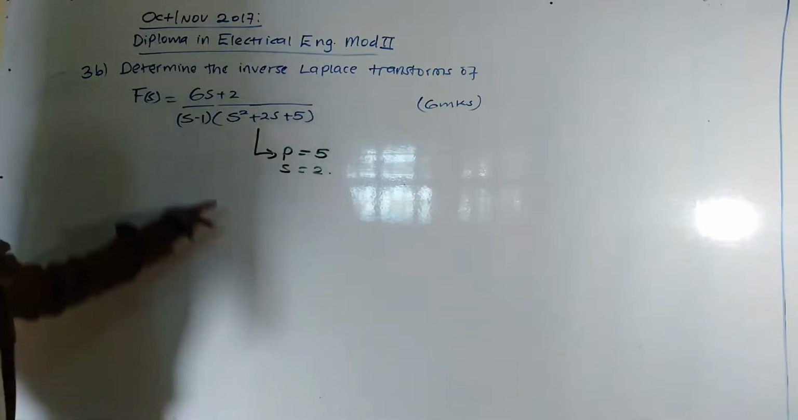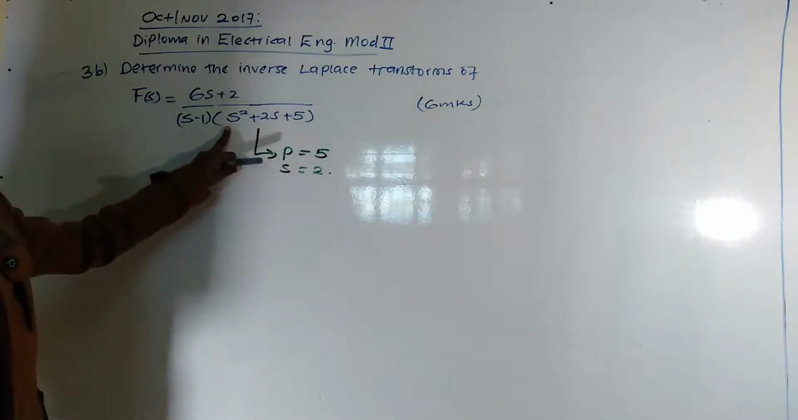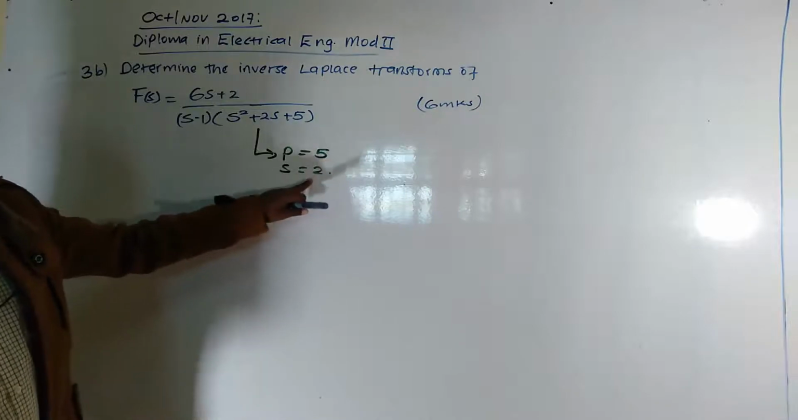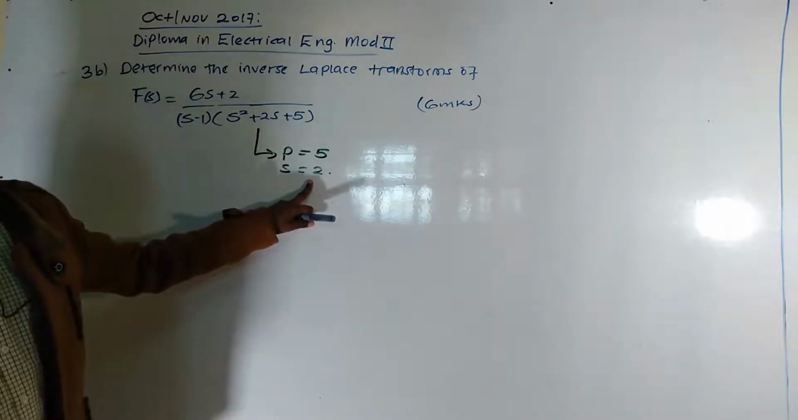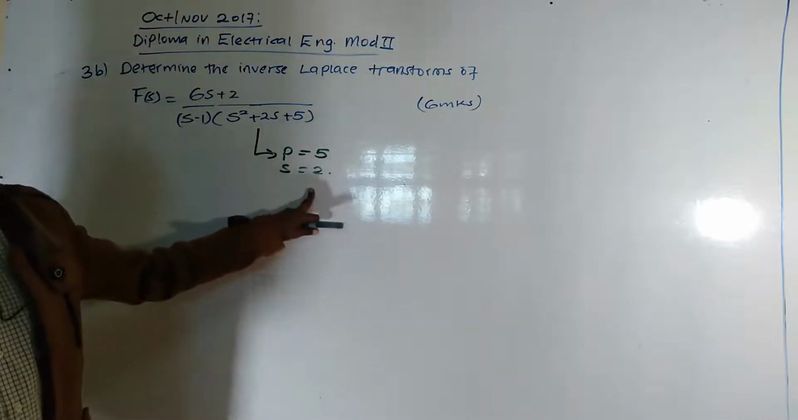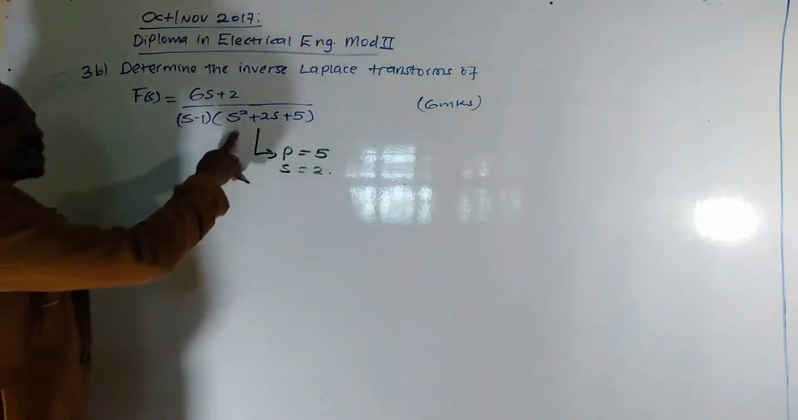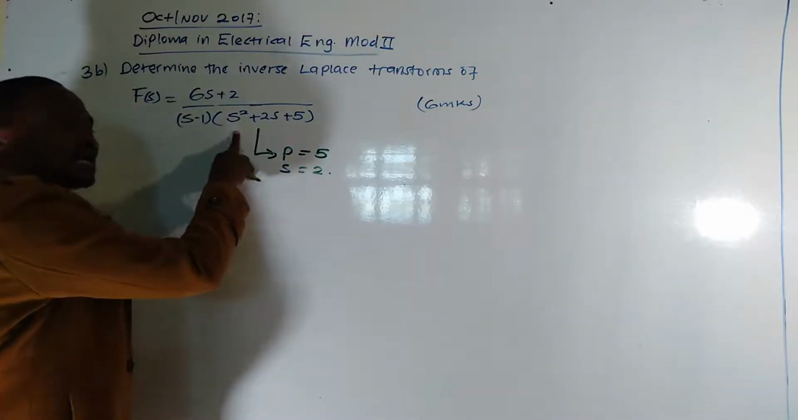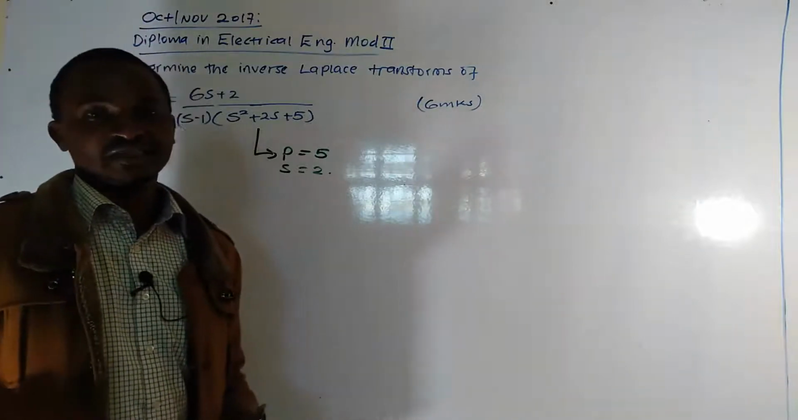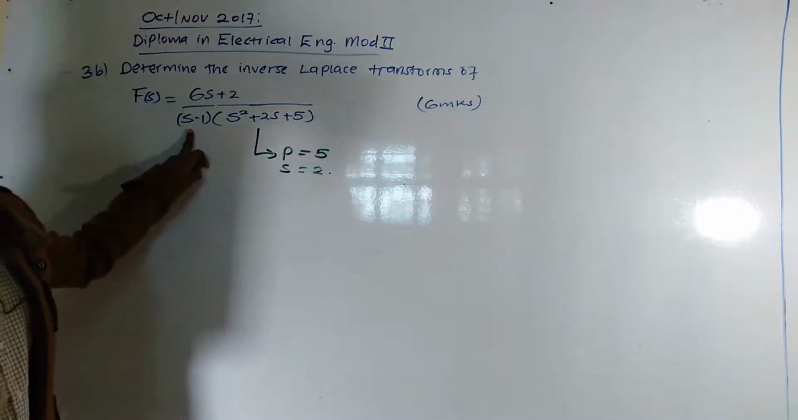For us to be able to factor this factor, we need two numbers that we can multiply to give us 5, and when we add them, they should give us 2. Of course, we do not have two whole numbers whose product is 5 and whose sum is positive 2. And therefore, the second factor here is an irreducible quadratic factor. The first factor is a linear factor.